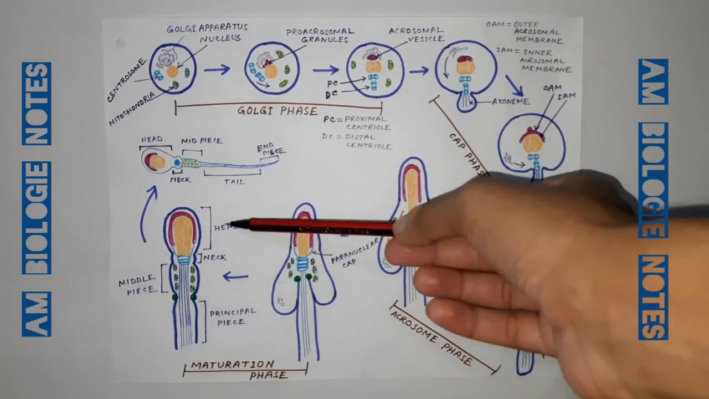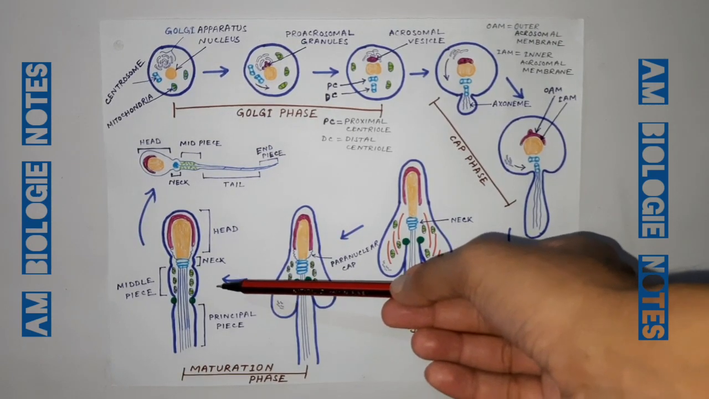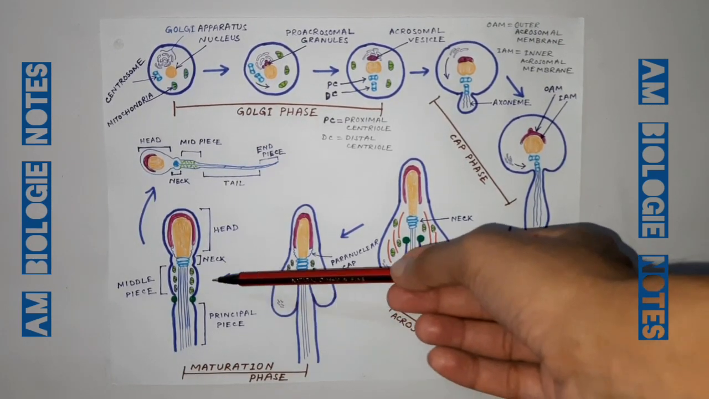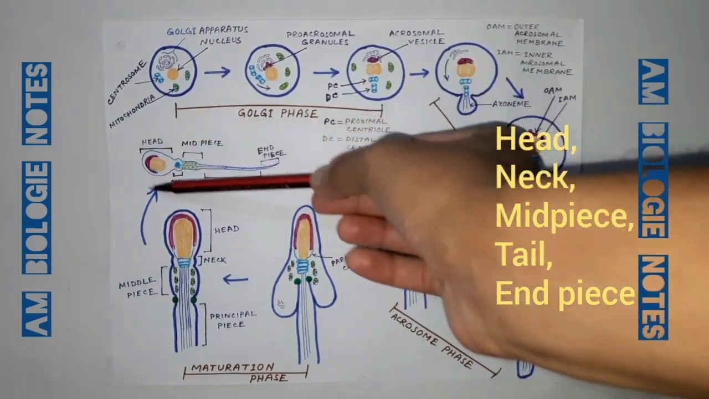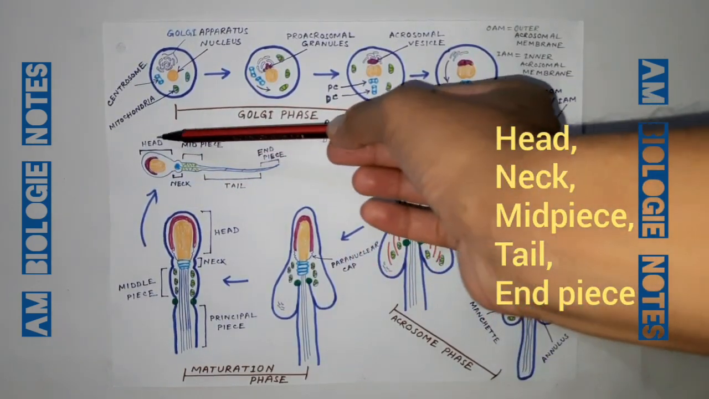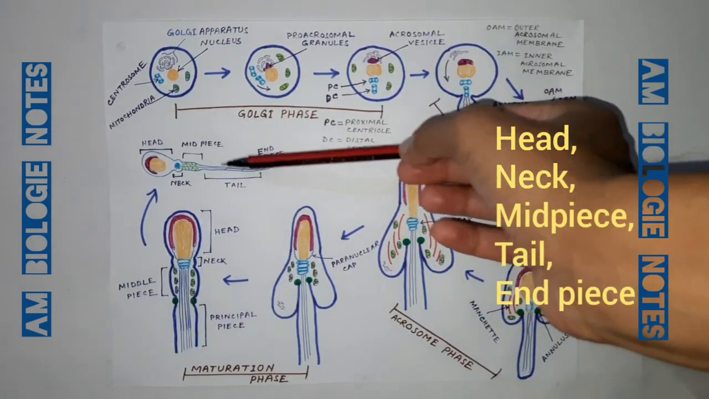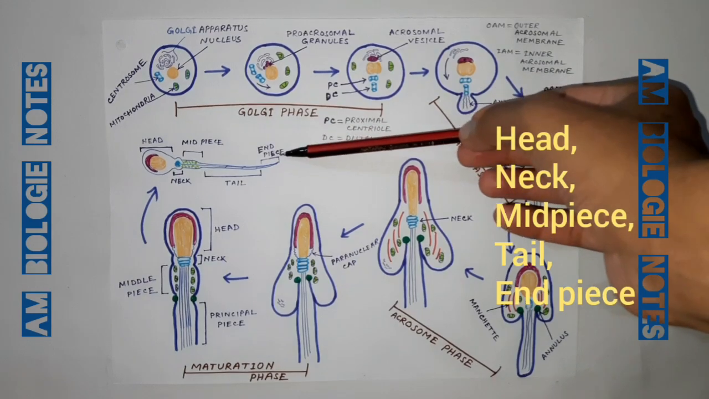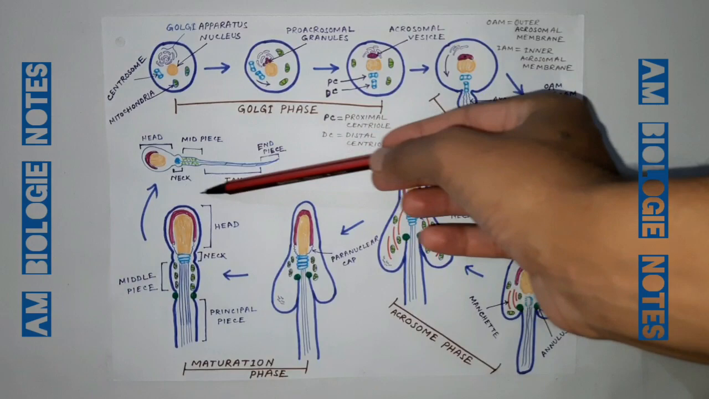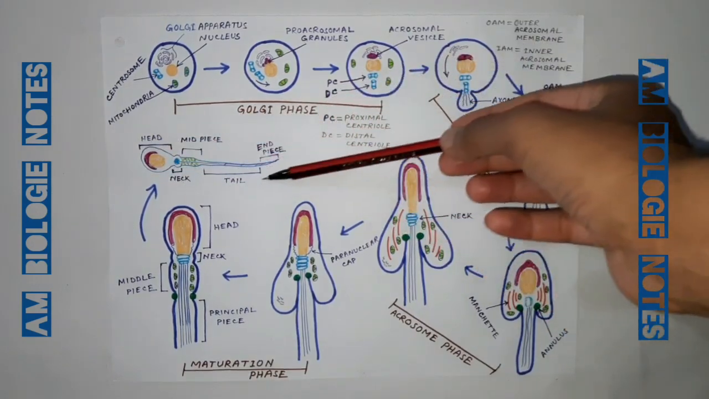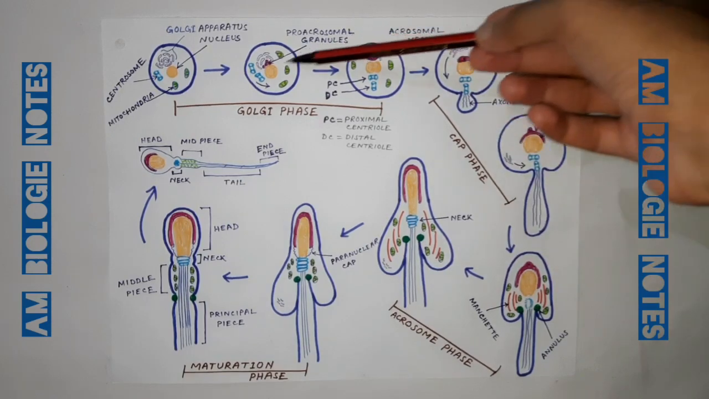Spermatids are no longer attached to each other and are released from the Sertoli cells. Finally, mature sperms are produced. This mature sperm has a head, neck, midpiece, tail, and end piece. I will discuss the structure of a mature sperm in an upcoming video. So this is all about the detailed mechanism of the spermiogenesis process.